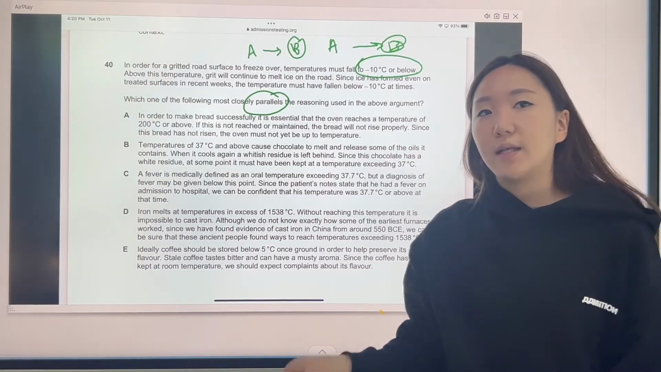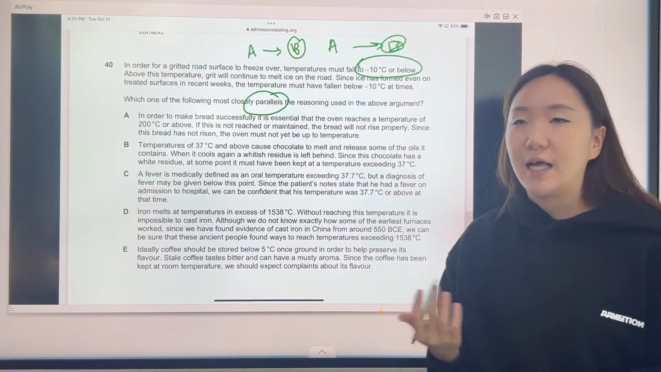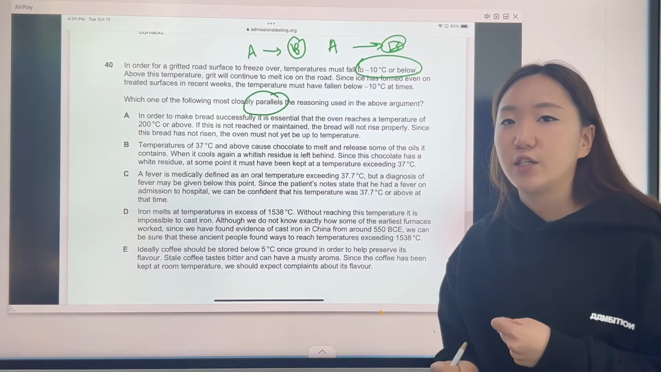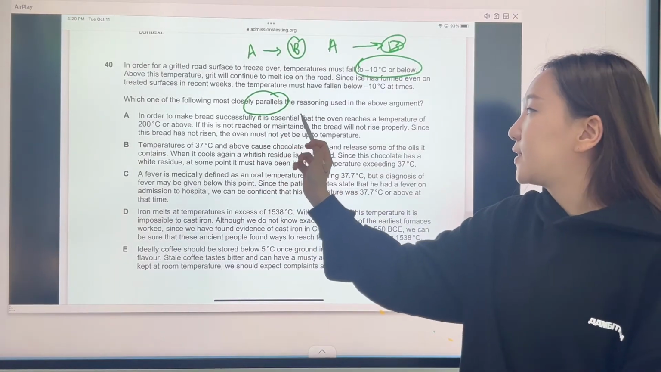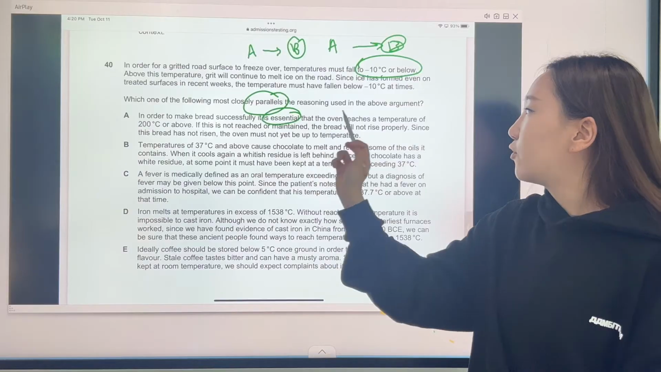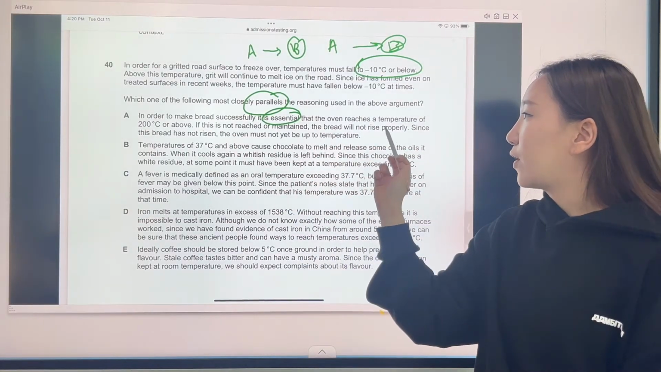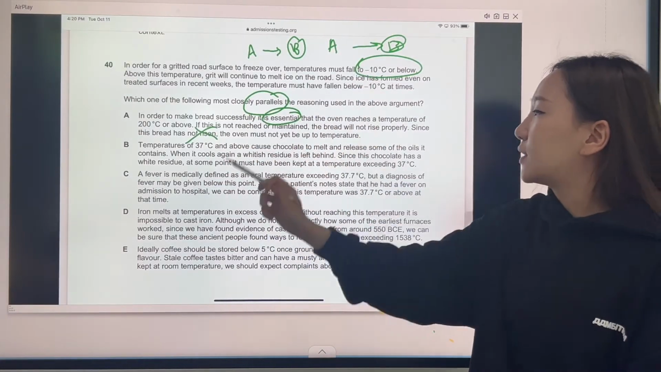Now, again, this is something that has already happened in the past, so we don't want to look at things that may happen, will happen, could happen. We want must, okay? There has to be a definite relationship between A and B. So in order to make bread successfully, it is essential, so we do have a must in here, reach the temperature of 200 or above. If this isn't, the bread will not rise. The bread has not risen, so here's where we're wrong, because we're saying A hasn't happened.